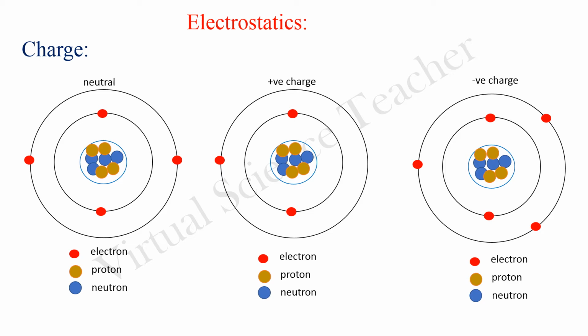If we put an electron into the atom, then the atom will be negatively charged. Sorry, this will be negatively charged. This is negative, not positive charge. That means here we see that the first one is neutral, the second one is positively charged, having electron deficiency, and the third one is negatively charged, having electron surplus compared to the protons.